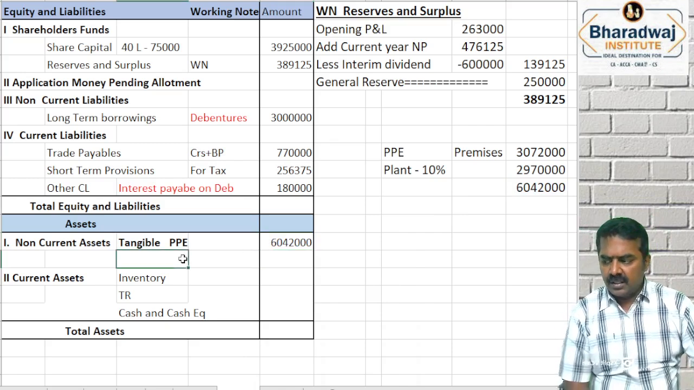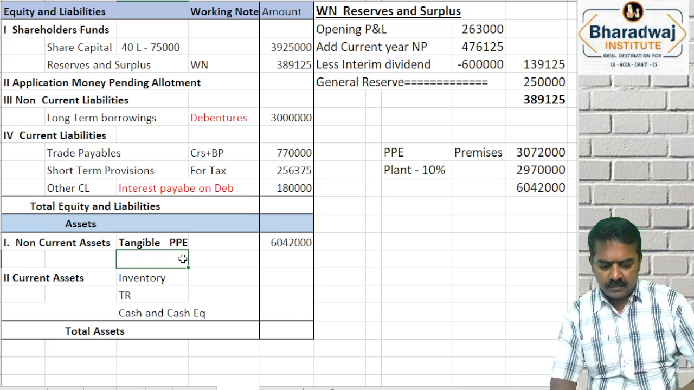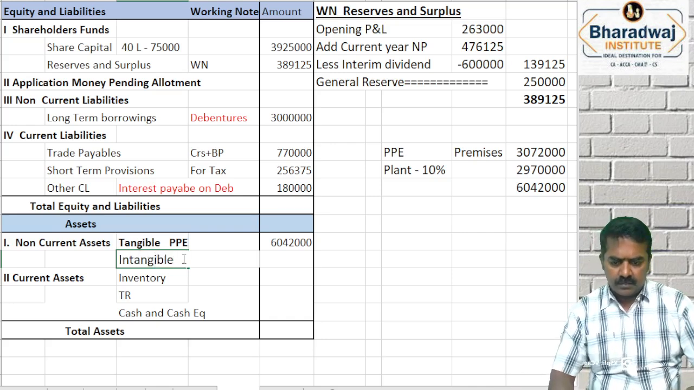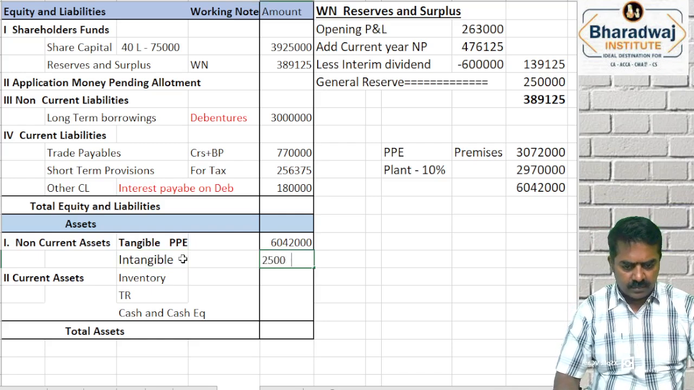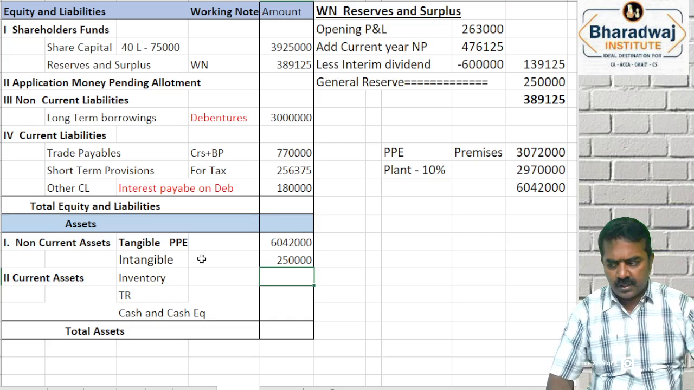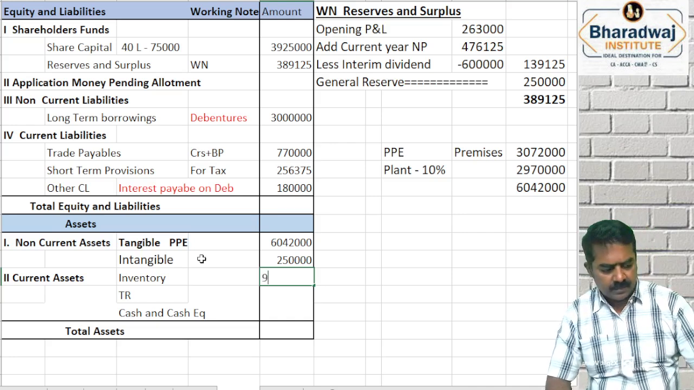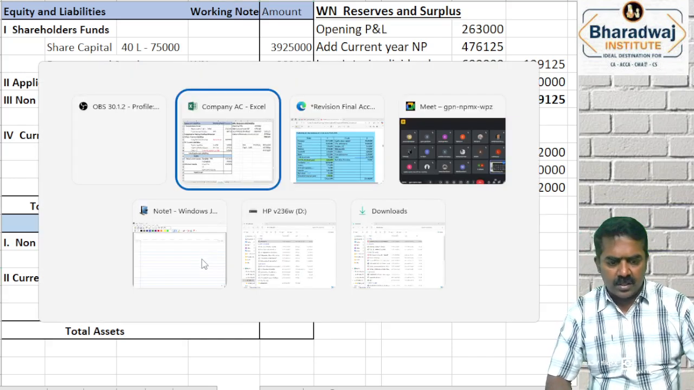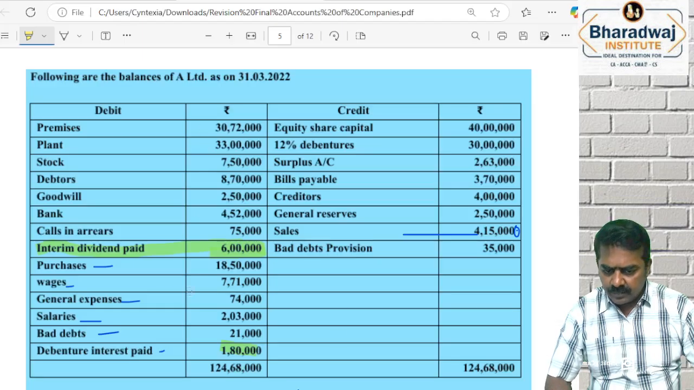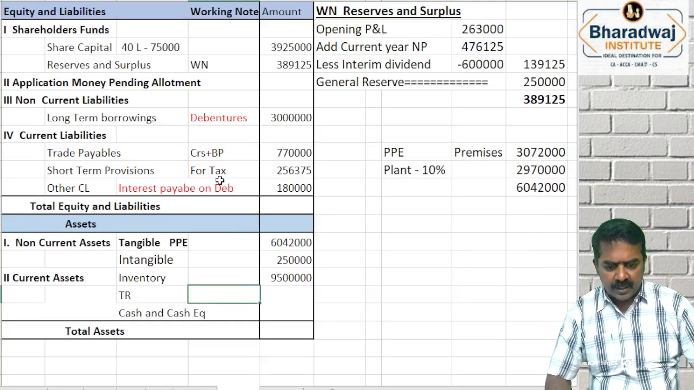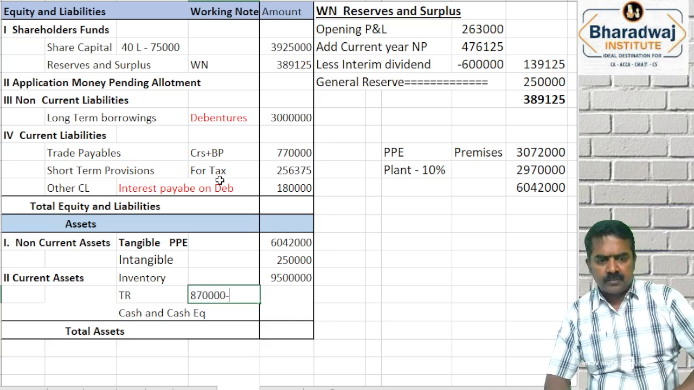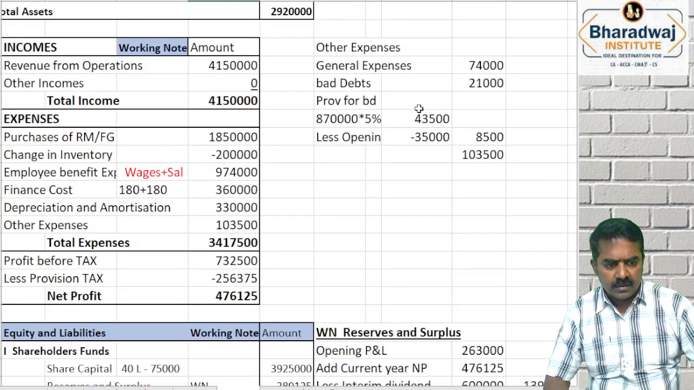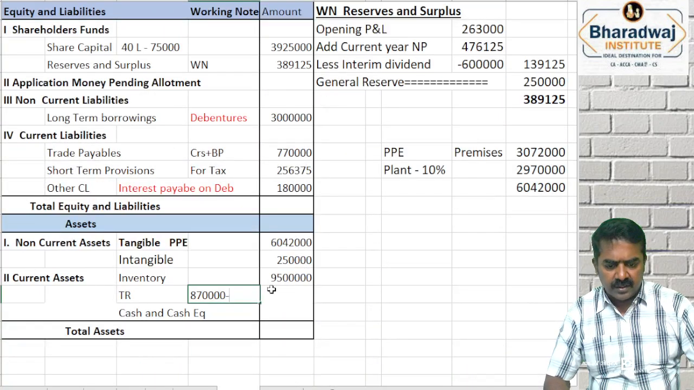Then any intangible asset in this question? Sir, goodwill 2,50,000. Inventory, closing stock. What is the closing stock given? 9,50,000, sir. Trade receivable minus provision. What is the trade receivable given? Debtors 8,70,000 minus provision for bad debts. How much provision is there? The new provision is 43,500.